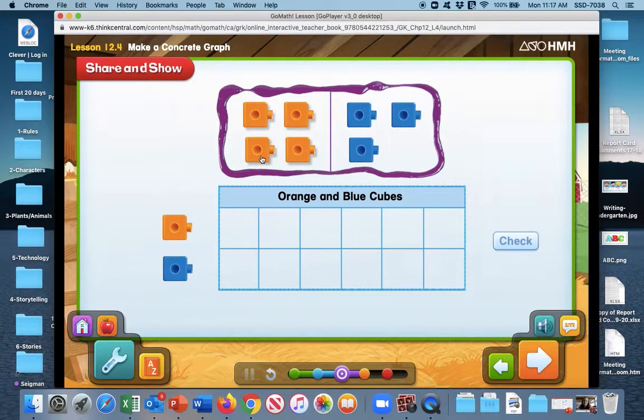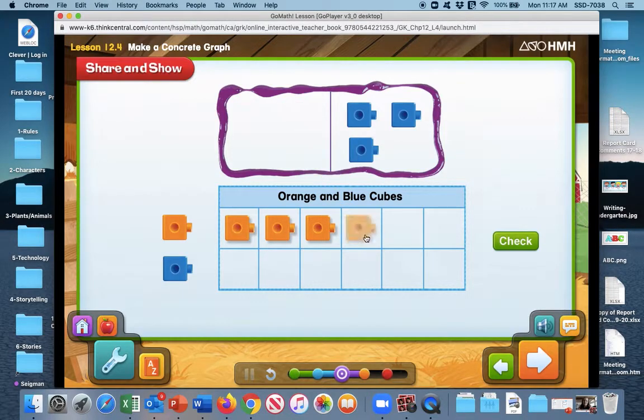Okay, so we're just going to practice bringing them down. Orange one there. There. And now, of course, the blue will go down here next to the blue.